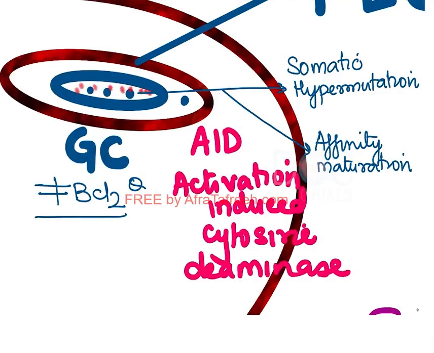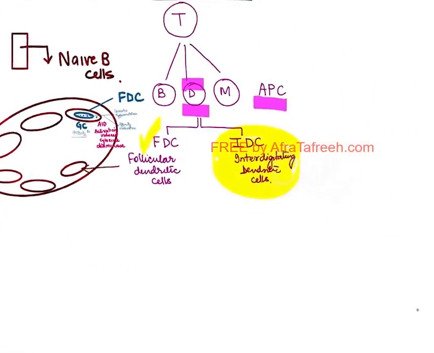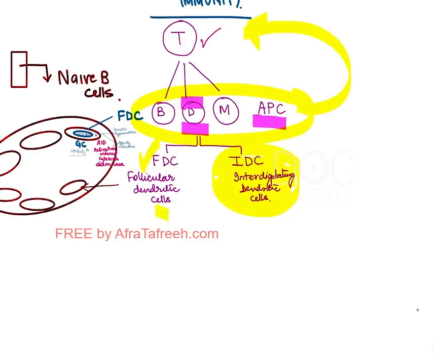You learned that all the antigen presenting cells will present the antigen to the T lymphocytes, except follicular dendritic cells, which go to the lymph node and present antigen to the B lymphocyte.